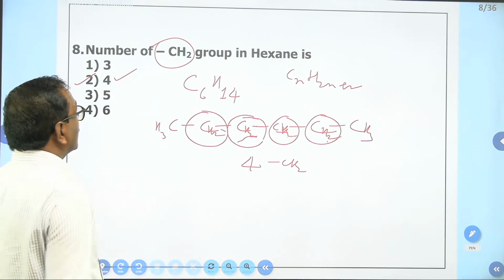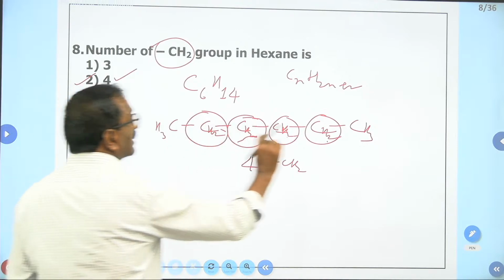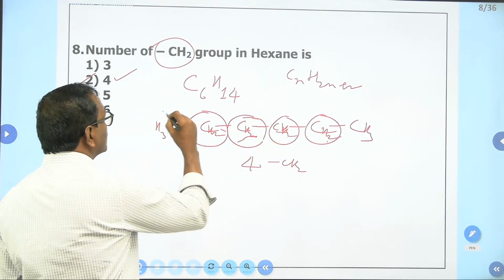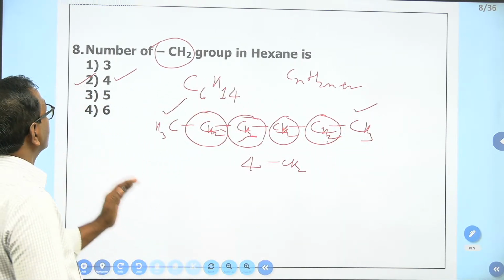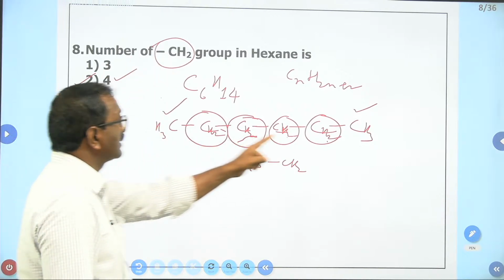Suppose in the same question, the number of CH3 groups in hexane. You should know the structural formula of hexane, then you are going to get the number of CH3 groups. This is 1 and this is 1 here. Then your answer is 2.